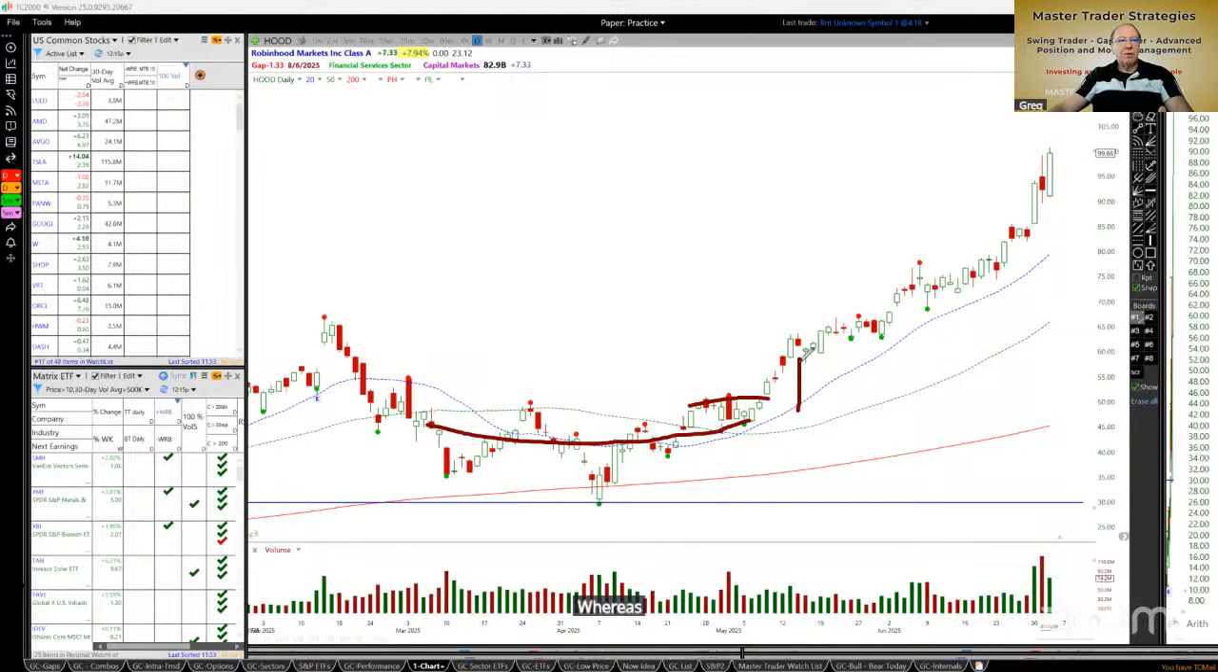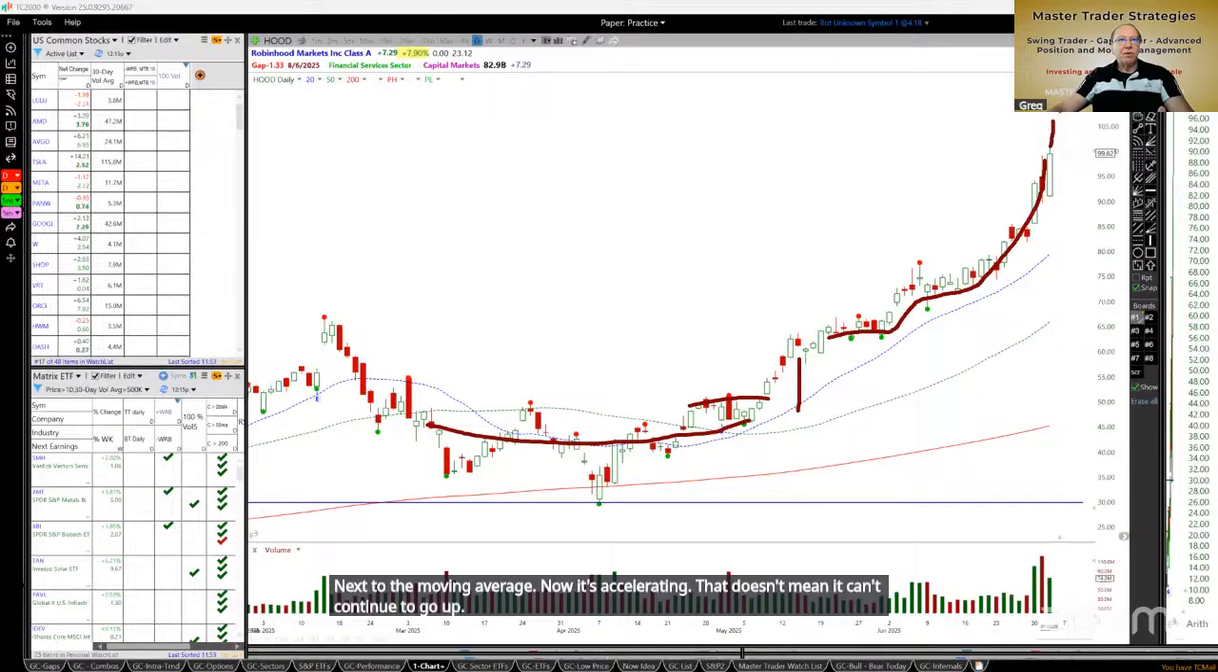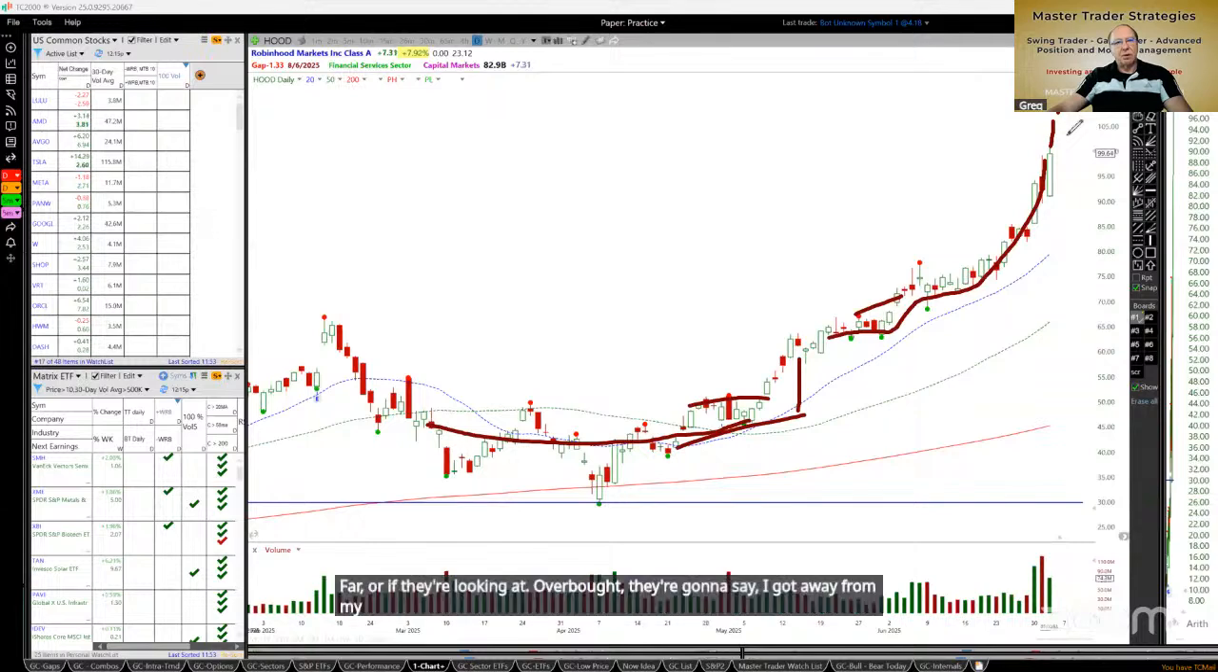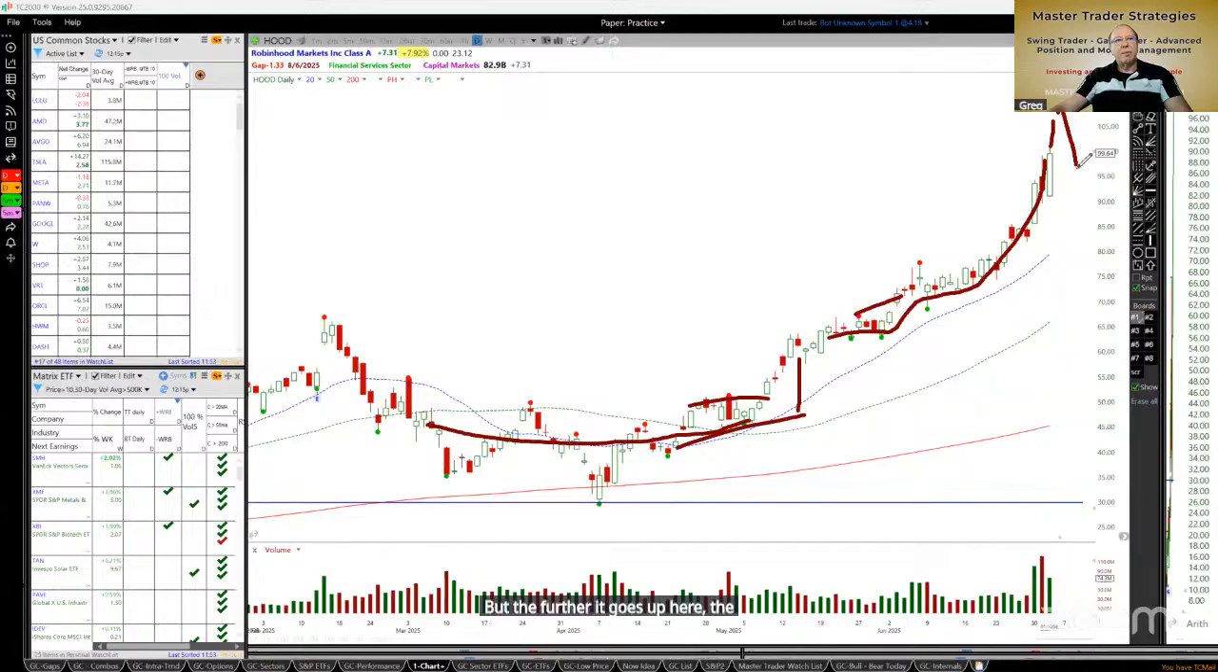Look at how it was moving up in a controlled way next to the moving average. Now it's accelerating. That doesn't mean it can't continue to go up, but the further it goes up, the more people that bought down here, here, here are going to be inclined to sell. Or those that are going to buy are going to say, well, it's far. Or if they're looking at overbought, they're going to say, I have to wait for my indicator to get oversold. But the further it goes up, the greater the probability of falling further, because those that are looking at support areas, it's down here. So the potential to fall further becomes greater because this is where the buyers are.